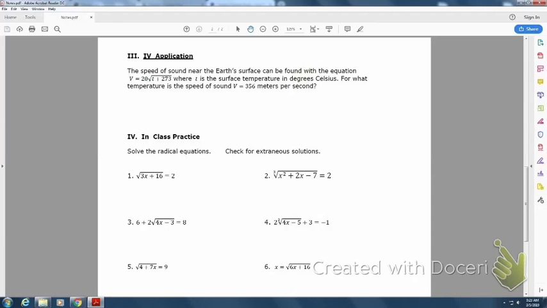So, it says the speed of sound near the Earth's surface can be found with the equation V equals 20 times the square root of T plus 273, where T is the temperature in degrees Celsius. For what temperature is the speed of sound, the velocity, 356 meters per second? So, it tells me what V needs to be, and I'm just going to find T. So I plug 356 in for velocity.